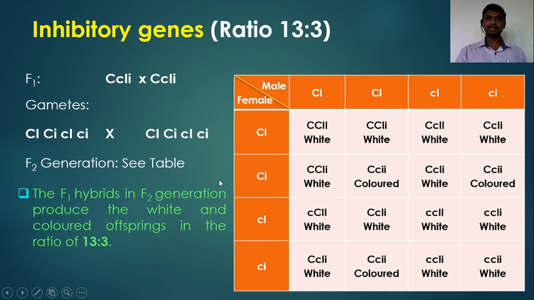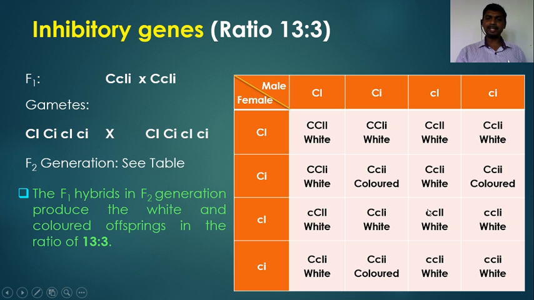So these are inhibitory genes, which inhibit the phenotypic expression of another non-allelic gene. Here there are two genes, one is the C gene, another one is the I gene. C stands for color production and I stands for inhibition. So this I gene, if it is homozygous dominant or heterozygous dominant, suppresses or masks the phenotypic expression of the colored gene, as a result of which the progeny produced is white.